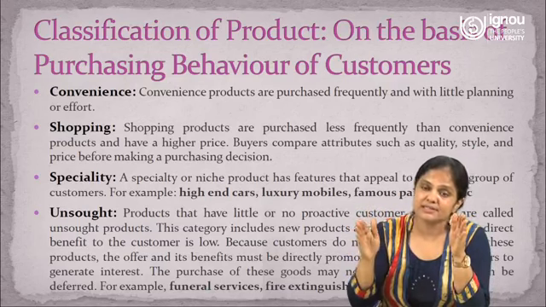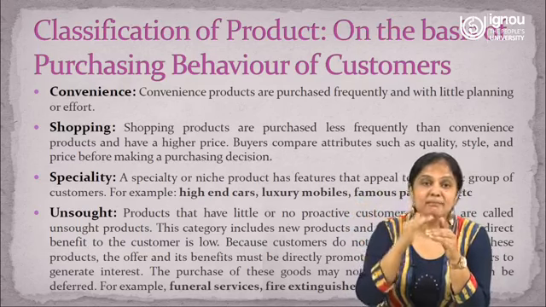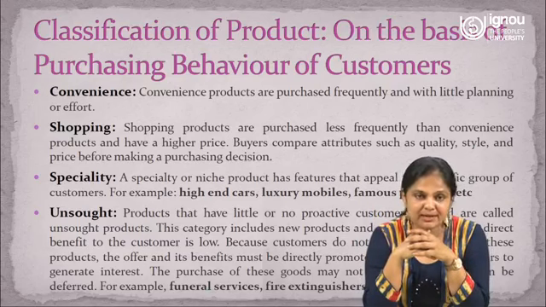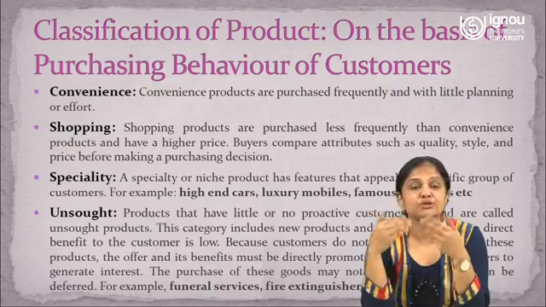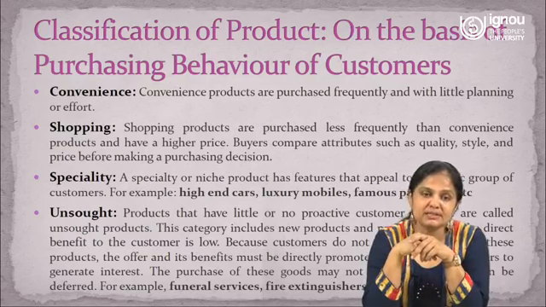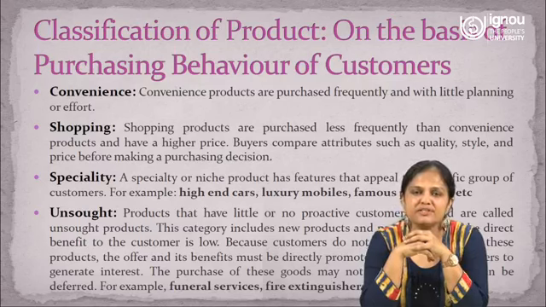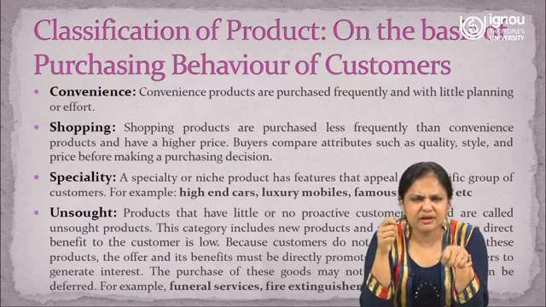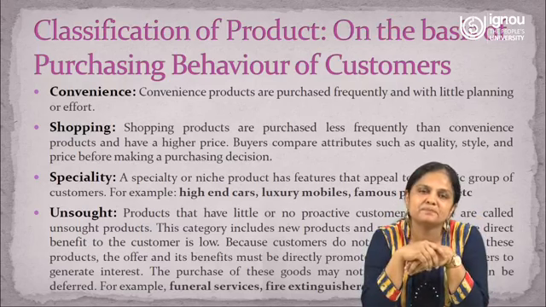Whereas there are certain products for which their buying behavior is complex. That means their involvement is higher. They take much more time while buying those particular commodities or services. Right? So on the basis of the purchasing behavior that the customer shows, the products can be categorized as convenience, shopping, specialty, and unsought. So convenience products are those products which are purchased frequently and with little planning or effort. Again, when the customer shows habitual buying, that is termed as convenience buying.